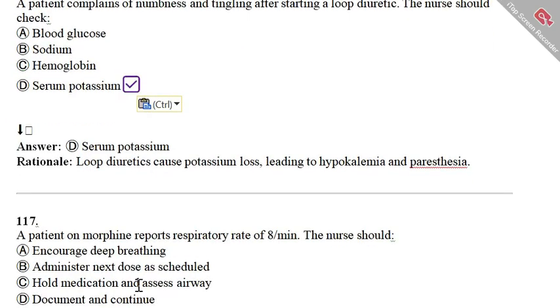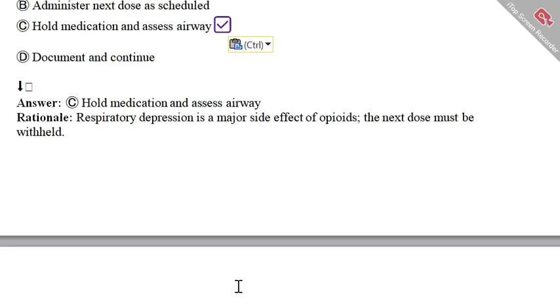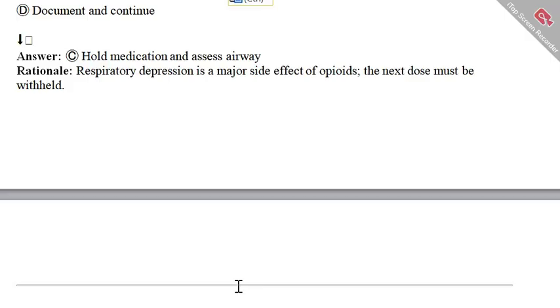A patient on morphine reports a respiratory rate of 8 breaths per minute. The nurse should... What the nurse will do in this situation? The correct option is option C. Hold medication and assess airway. Move to the next question.